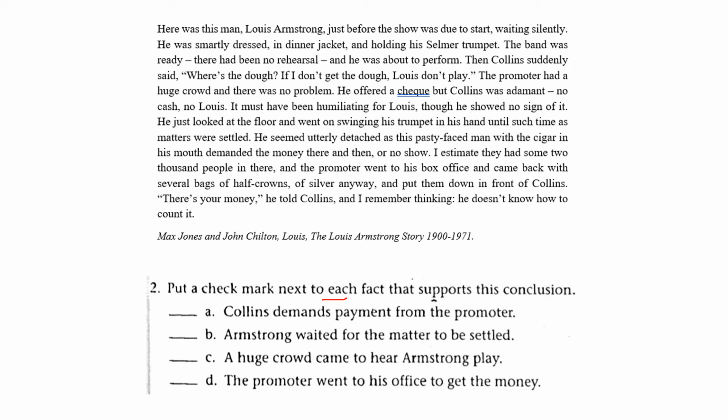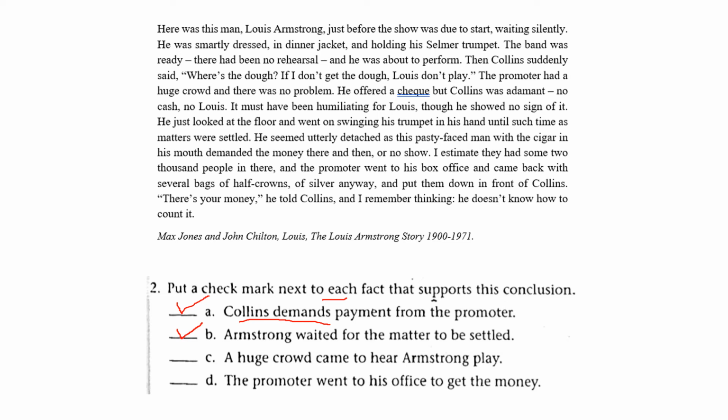Collins demands payment from the promoter. Collins demands the payment that belongs to Armstrong because Armstrong is the famous musician, but Collins is the one that takes the payment. So that's evidence that Collins deals with the money on behalf of Louis Armstrong. Armstrong waited for the matter to be settled. He did not argue. He did not say, "We can do it later." He allowed Collins to speak on his behalf. He allowed him to demand the money. That suggests that he was happy with the relationship, that Collins had a job to control the money on behalf of Armstrong.